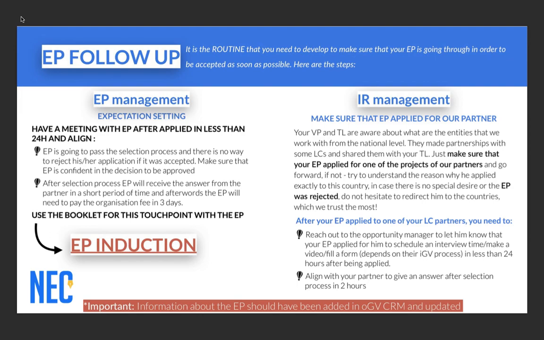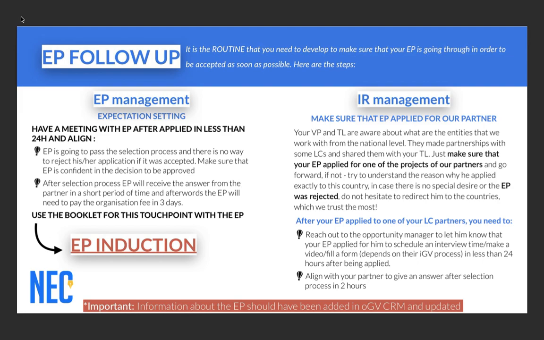EP management is mainly about expectation setting. If this EP came from online attraction and immediately applied on the Youth Opportunity Portal, all you need to do is have a meeting with the EP, online or offline, in less than 24 hours after he applied, and align that the EP is going to pass the selection process and there is no way to reject his or her application if it was accepted.